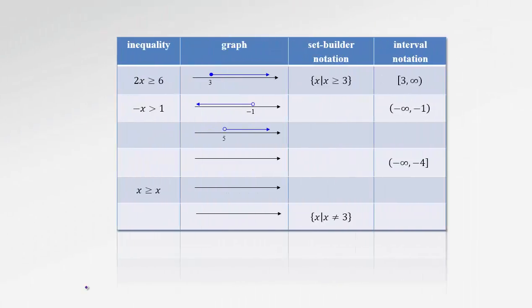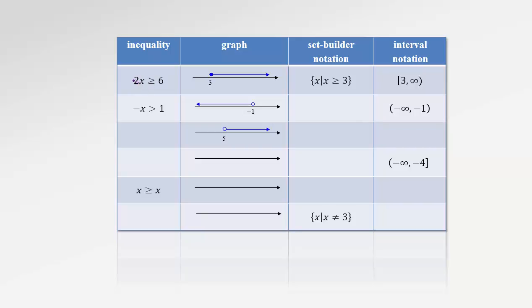Let's try some examples. Here we see a table with 4 columns. We are listing inequality, the graph that corresponds to the solution set of this inequality, and then 2 ways of recording the solution set. In this column we have set builder notation, and the last column is about interval notation. So let's look at the first line. 2x bigger equals 6. This is inequality that we already have seen on the previous slide.